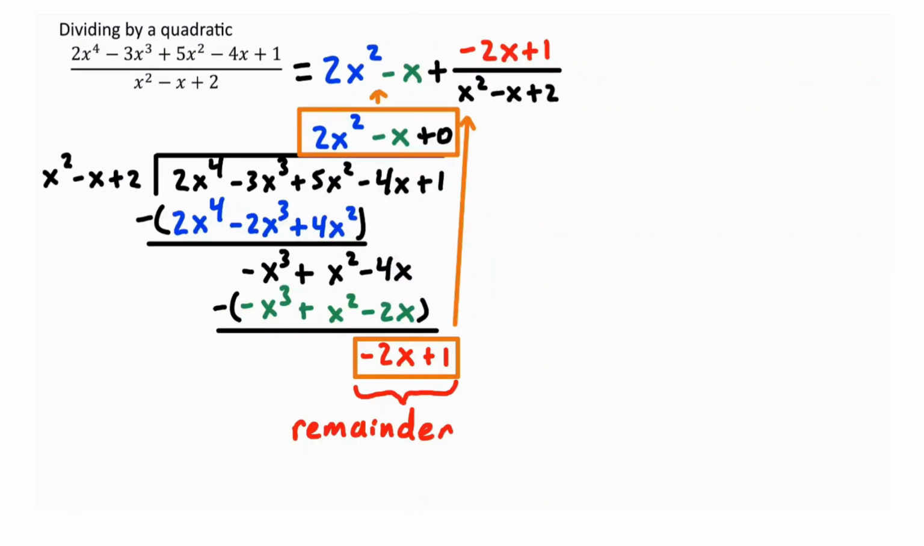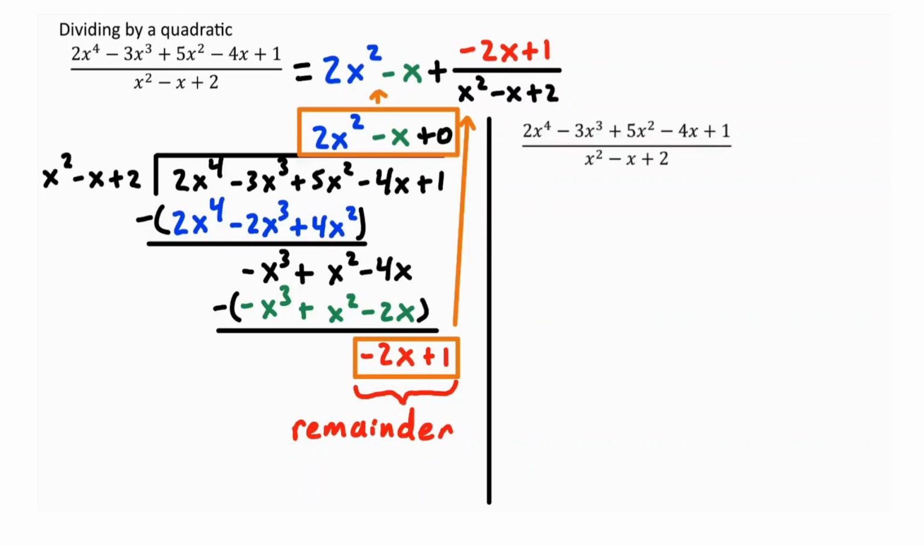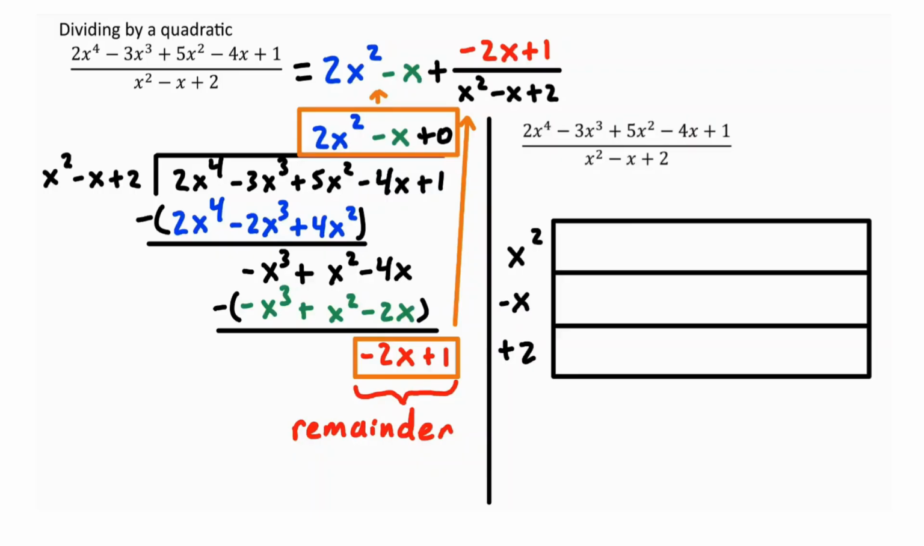The second method is the area model. So here's our problem again. Take a look at the denominator, and we're going to write x squared minus x plus 2 vertically. We're going to have a rectangle with 3 rows. Now, for the numerator, we have this 2x to the fourth. We'll write it right here.